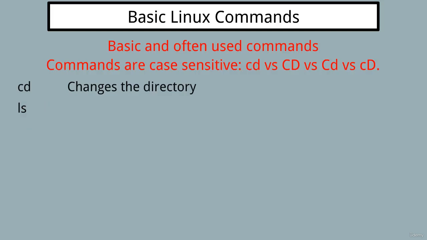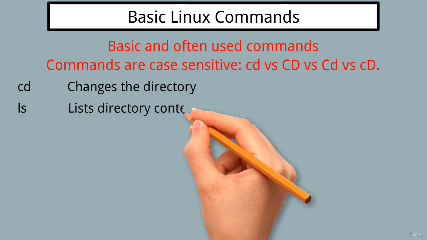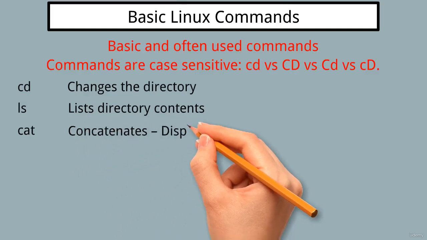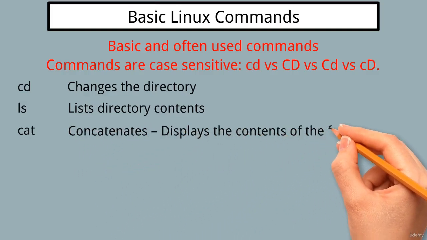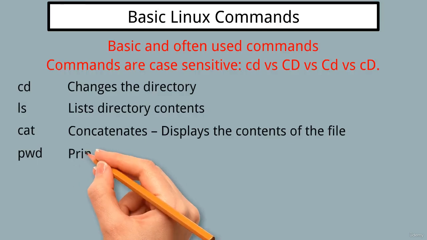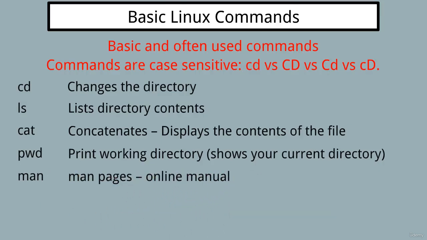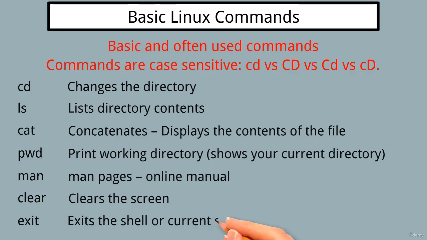Next is ls. ls lists directory contents. Next is cat. Cat concatenates, meaning it displays the contents of a file. pwd stands for print working directory. It shows your current directory. Man stands for man pages. It's an online manual to find any help within Linux, and we will cover it shortly on the terminal. Clear, as the name suggests, when you type clear, it will clear your screen. Exit exits the shell or the current session that you're in.